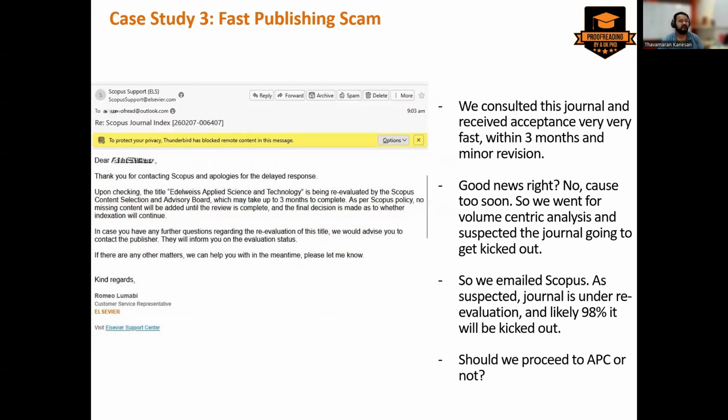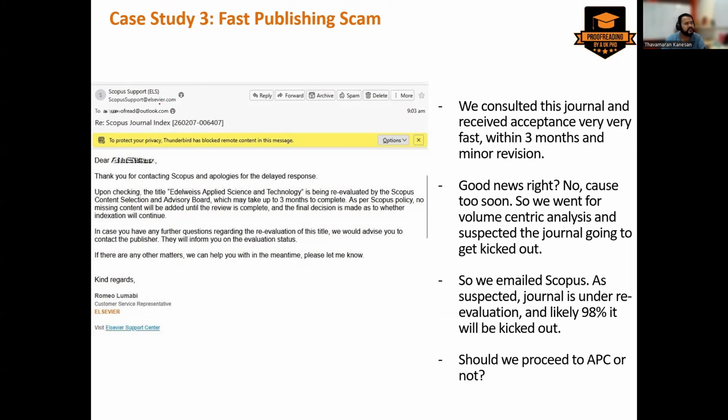So don't get carried away with very fast publishing. Anyone who comes and offers you on Facebook, Instagram, you'll see a lot of ads: acceptance in 24 hours, acceptance in 3 months, acceptance in 5 months. No one can put a timeline on acceptance. No one. Acceptance is decided by the editor and the reviewers, and that whole process. No one can tell the exact timing, because it is very, very difficult to find reviewers nowadays. Not easy.